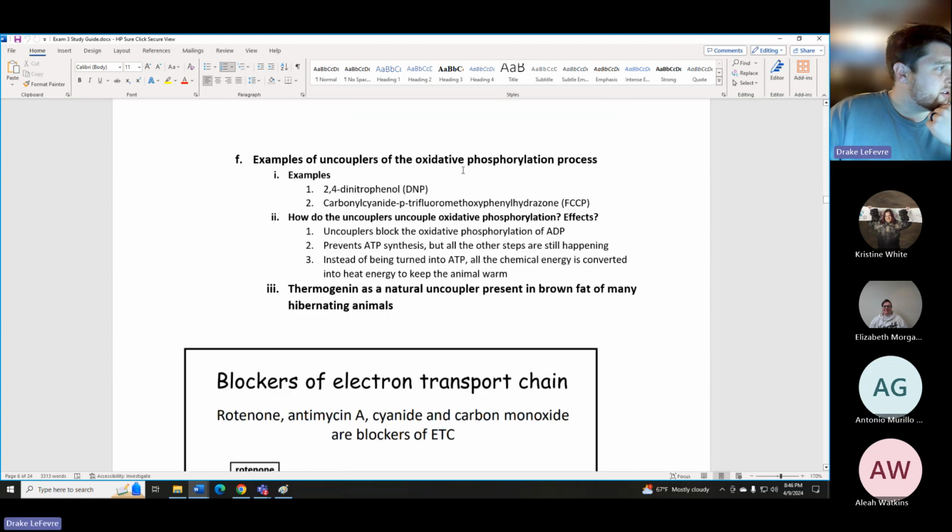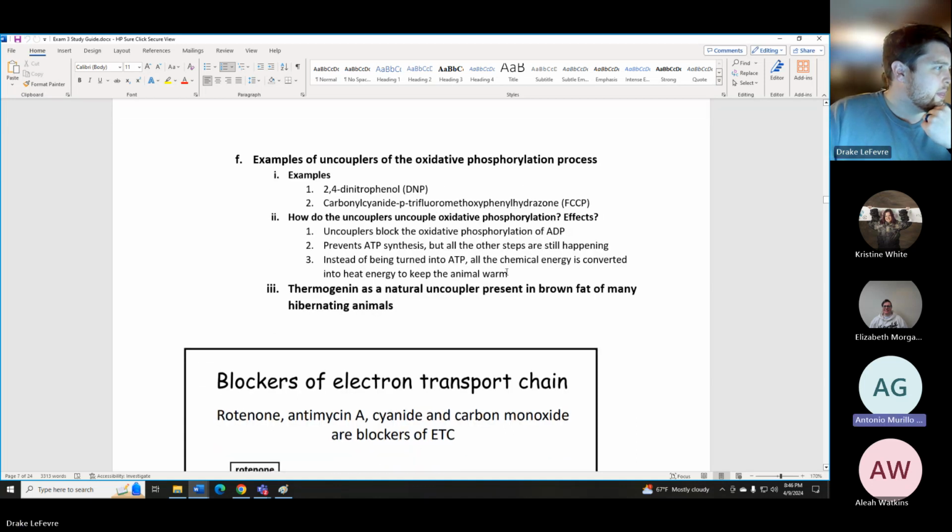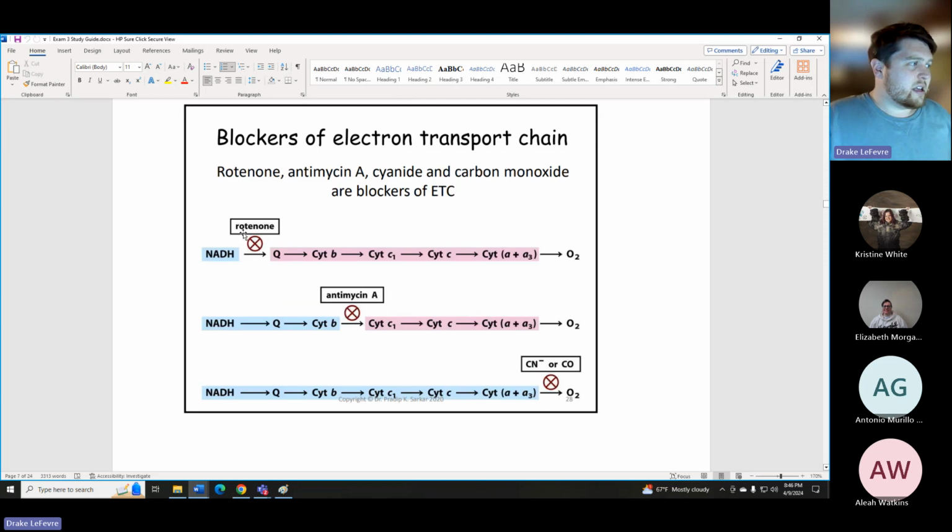This is all still electron transport chain. Here we go. These guys, the uncouplers of oxidative phosphorylation. You guys should have seen a couple of these on your last test. So those same guys, rotenone, antimycin A, carbon monoxide or cyanide, all of these are blockers of the electron transport chain. Try and remember roughly where these block.